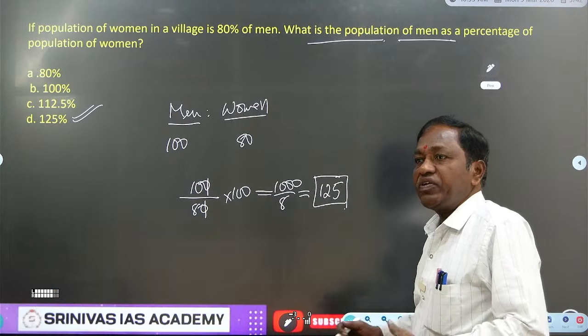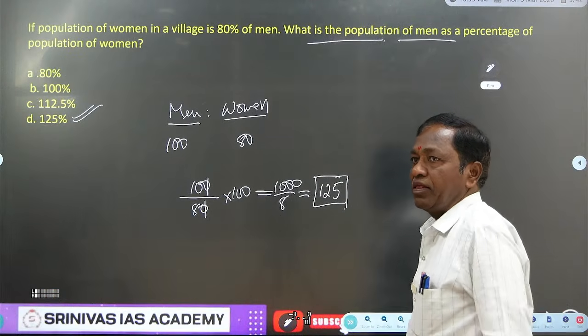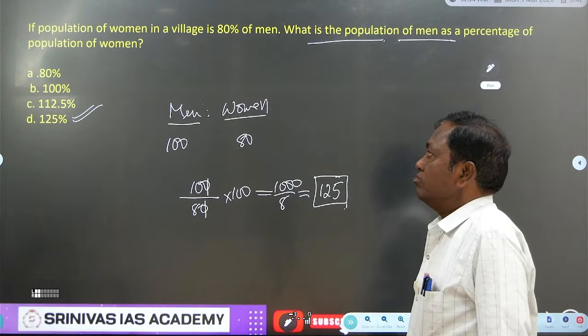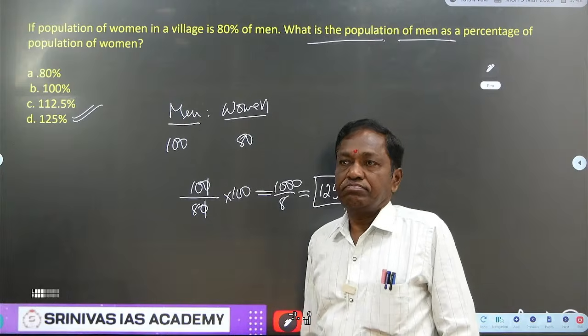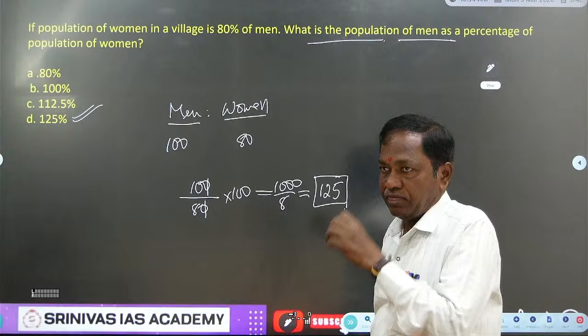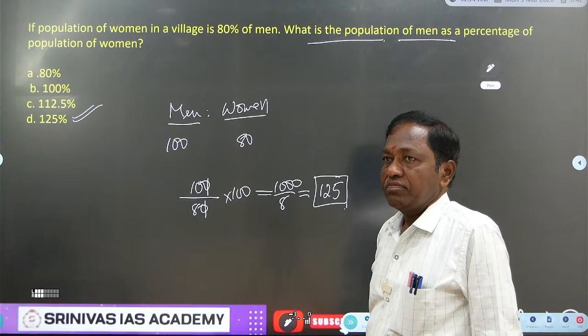See, the divisibility test will help us here. So what I did is, 80% of men was there, so I took men as X and 80% of X. That was the first equation I did.